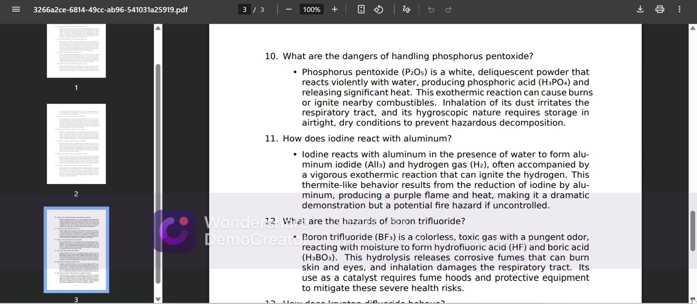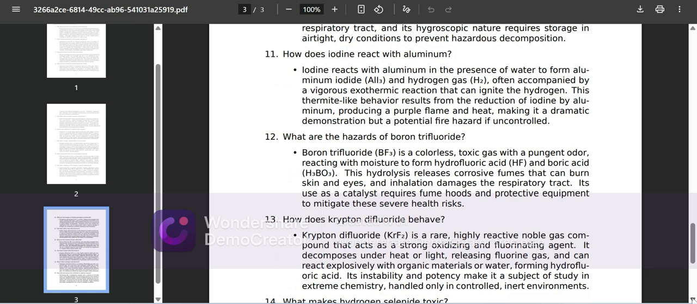How does iodine react with aluminium? Iodine reacts with aluminium in the presence of water to form aluminium iodide, AlI3, and hydrogen gas, H2, often accompanied by a vigorous exothermic reaction that can ignite the hydrogen.